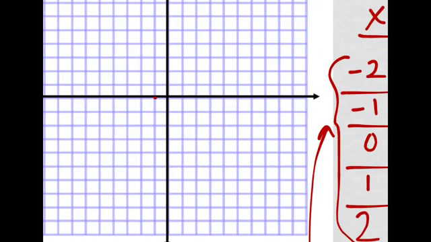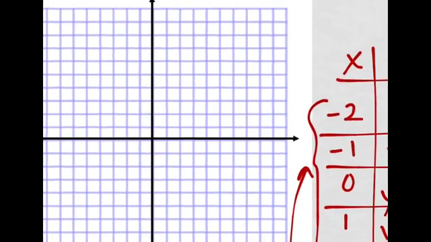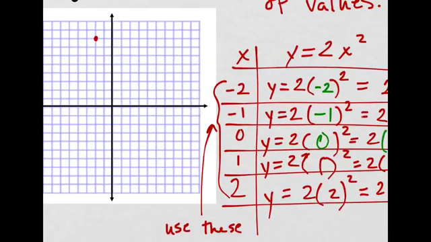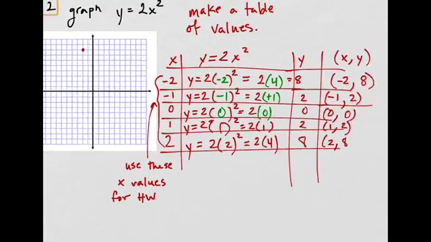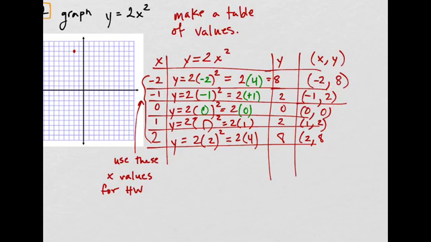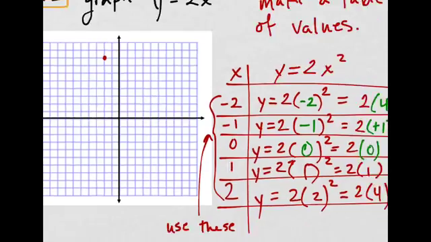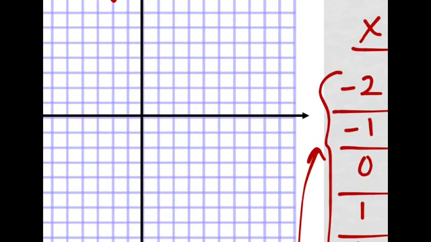1, 2, 3, 4, 5, 6, 7, 8. Then I put a point. The next one, -1, comma 2. That means back 1. But I don't put a point yet. And then up 2. Back 1, up 2. So there, I put a point.